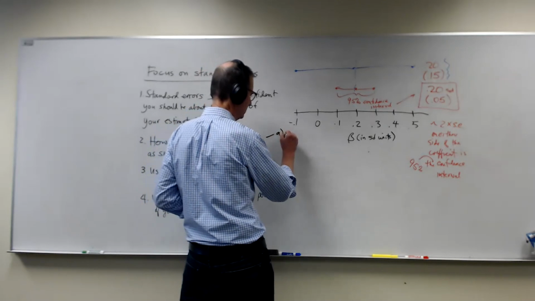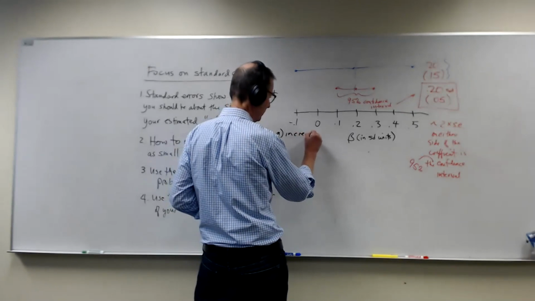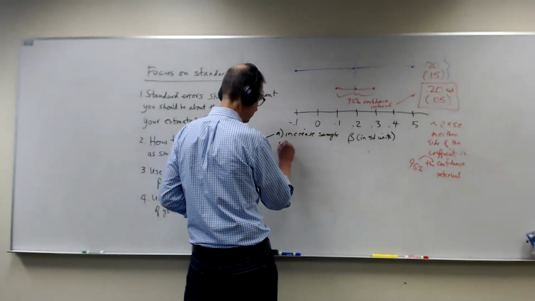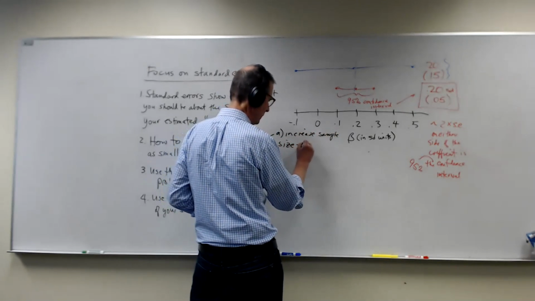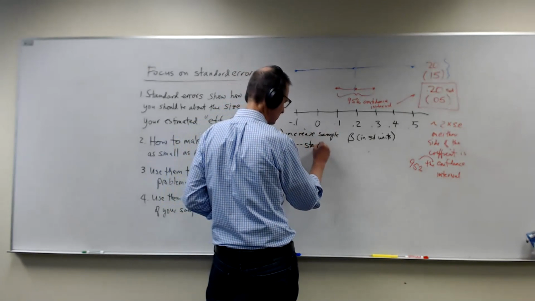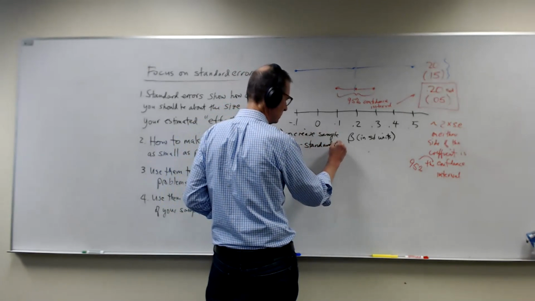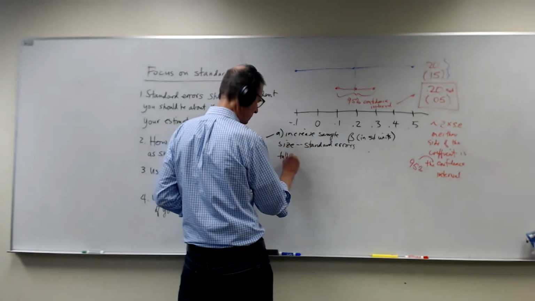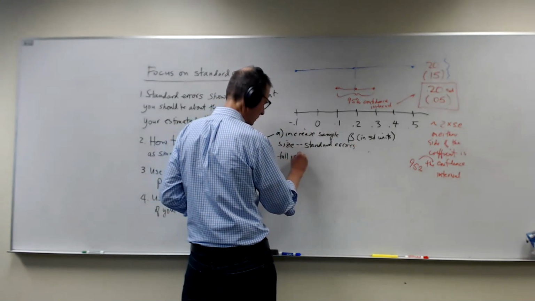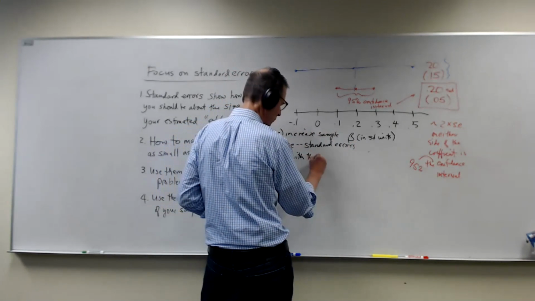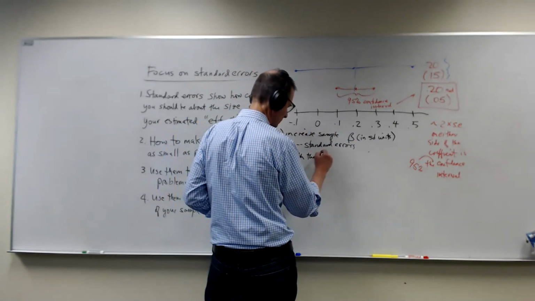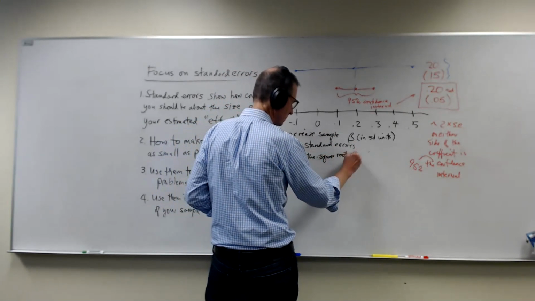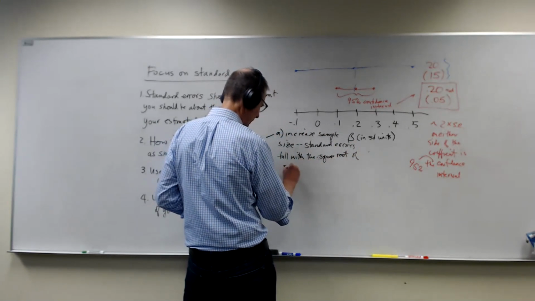One is increase sample size, because standard errors fall with the square root of sample size increases.